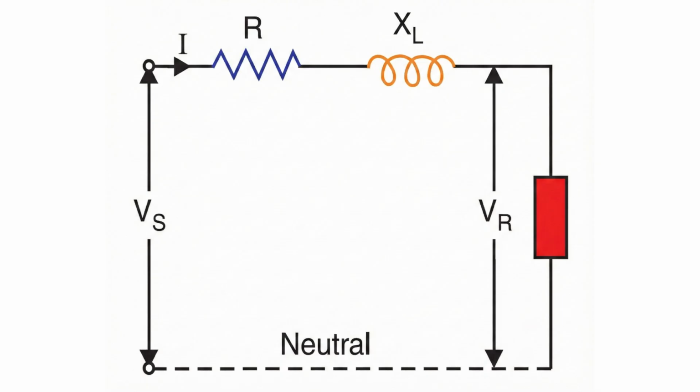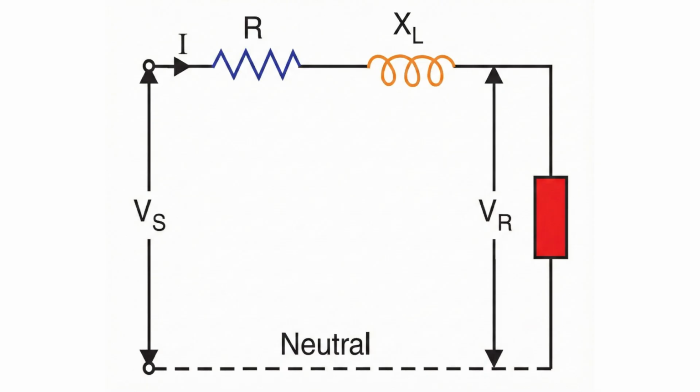But there is a small condition. Since we are analyzing only one phase, we must use phase values. That means the sending end voltage is the phase voltage, the receiving end voltage is the phase voltage, the resistance used is the resistance per phase, and the reactance used is the reactance per phase. Once this is done, the mathematics becomes familiar, friendly, and predictable.